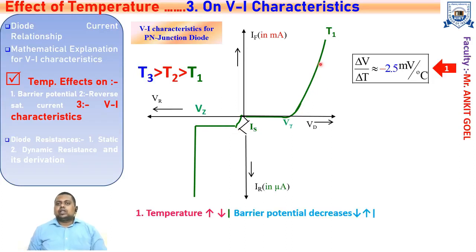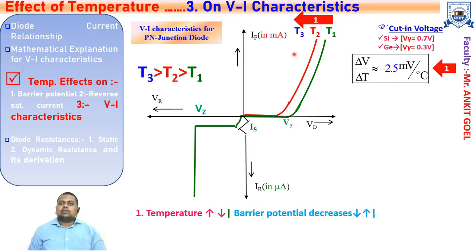So as soon as the temperature is increased, we have seen that the barrier potential has been decreased by 2.5 millivolt. So if the temperature is increased, your barrier potential will be decreased and your curve will be shifted towards the left, right?